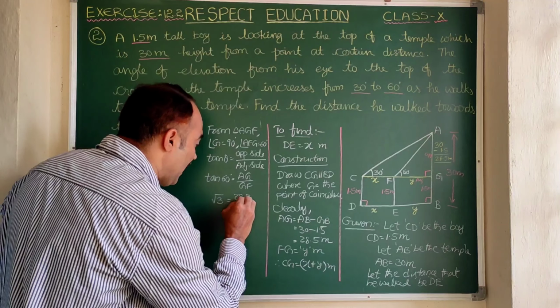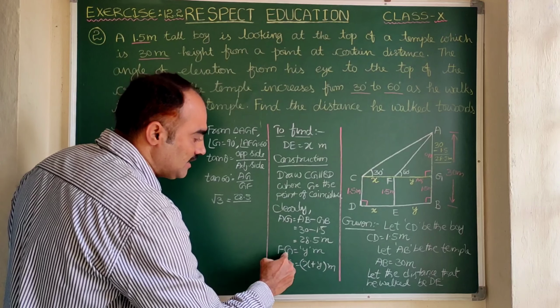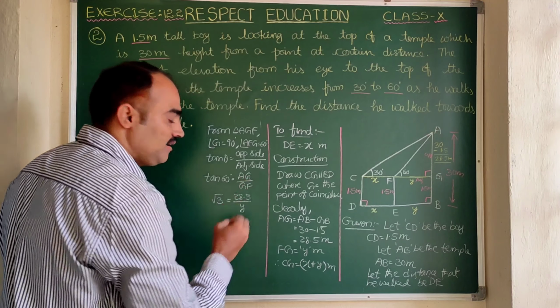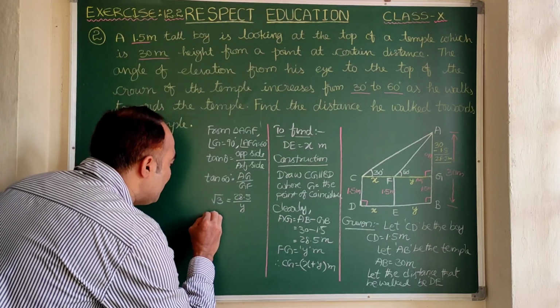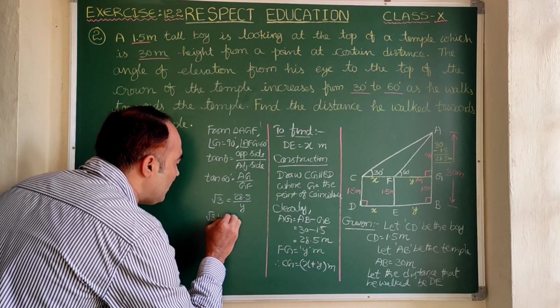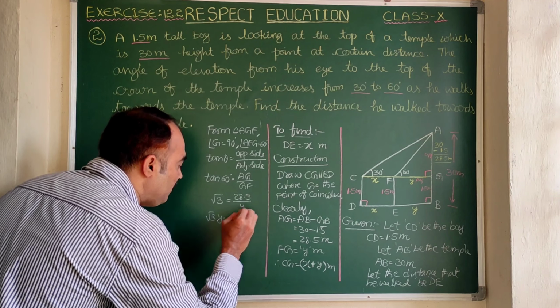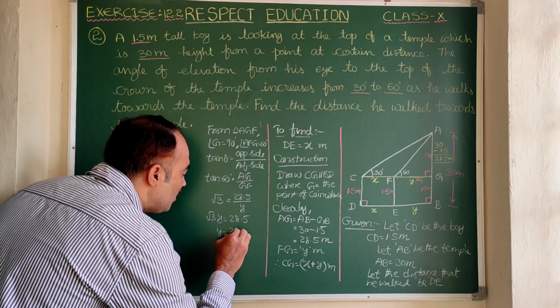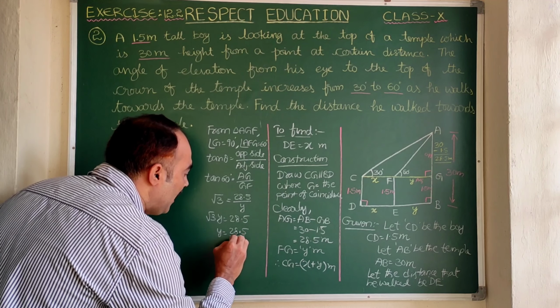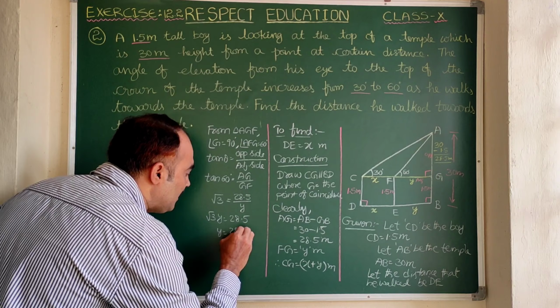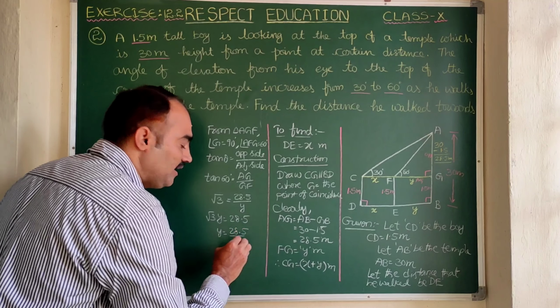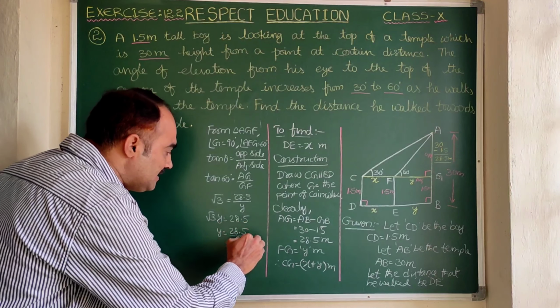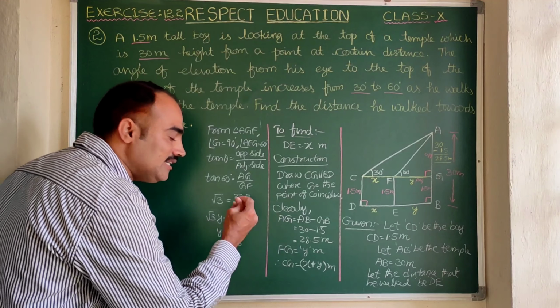28.5 by GF. GF is nothing but FG, that is Y. Now let us do cross multiplication. Root 3 into Y is equal to 28.5. Therefore, Y is equal to 28.5 by root 3. Here, if this is the last step, then we need to do rationalizing factor.